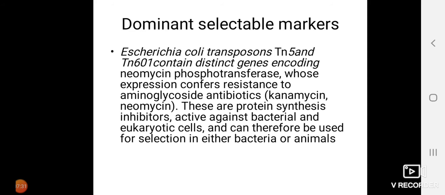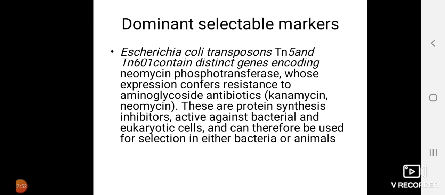There are different types of markers present: dominant markers, recessive weak markers. Some people call them intrinsic markers, some people call them extrinsic markers, like that. So there are dominant selectable markers.